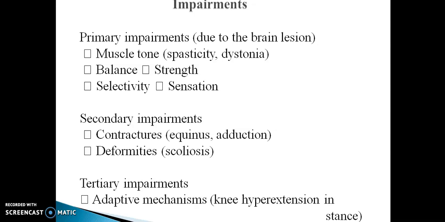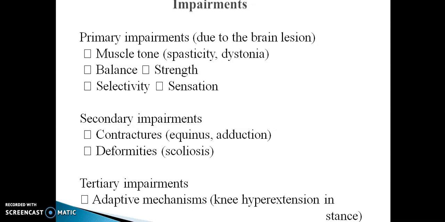Sometimes in the upper limb also we see a lot of deformities, because this is all due to contractures. Structural deformities are deformities of the spine, maybe scoliosis, sometimes kyphosis, all those kinds of deformities can also be seen. These are secondary impairments. So as a physiotherapist, you have to restrict them, no secondary impairment should happen. That is the main aim of physiotherapy.